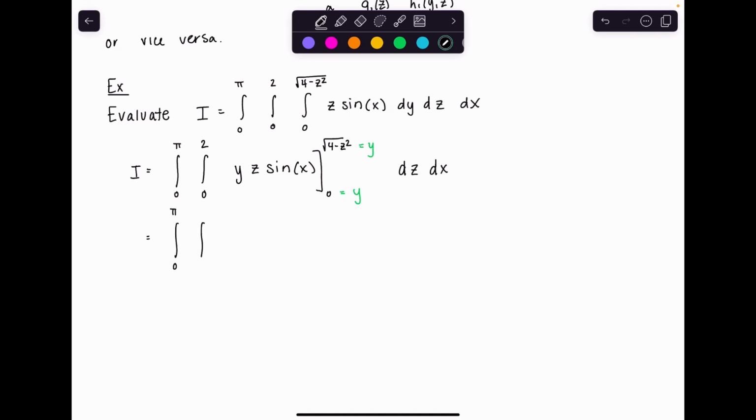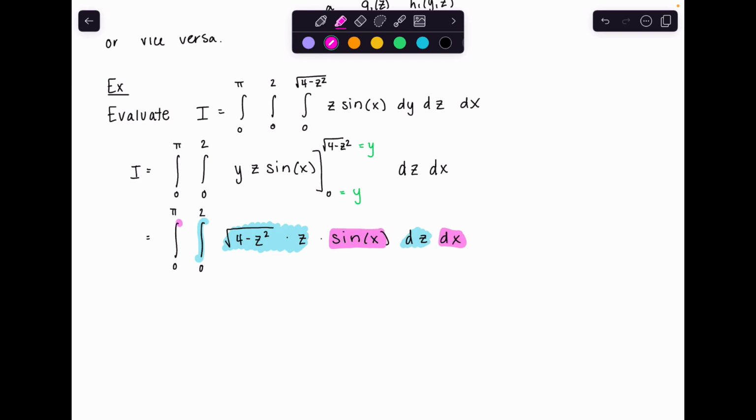So plugging in those bounds, thankfully, will give us just the square root of 4 minus z squared times z times sine of x. Because when you plug in 0, it is just going to subtract 0. Now at this point, I do have a separable expression with constant bounds. So my z is the first one, so those bounds are 0 to 2. And then we've got sine of x, which is the outermost integral, so those bounds are 0 to pi.